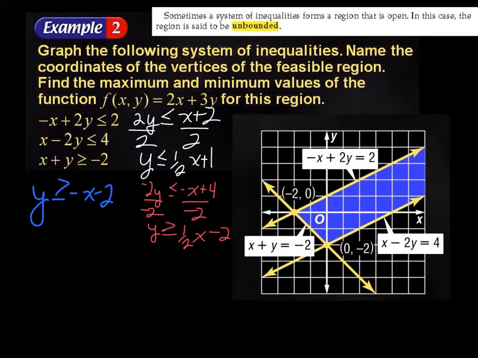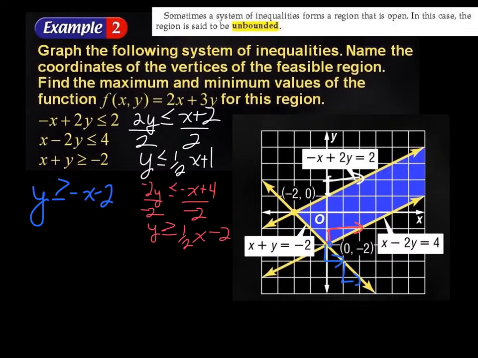The first equation had a y-intercept at 1, and the slope was going up 1 over 2. The second equation had a y-intercept at -2, and its slope was going up 1 over 2 as well, parallel lines. And the third equation had a y-intercept at -2 as well, but its slope was going down 1 over 1.